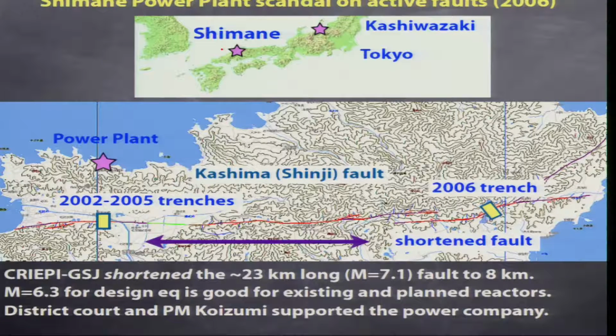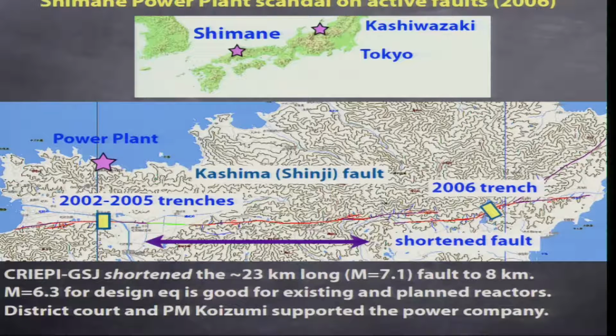So this is a story which talks about the Shimane power plant on an active fault actually. Now, you might have learned that in 2011 there was massive damage to the Fukushima power plant, and this is another similar type of nuclear power plant which may be affected by an earthquake if it is triggered on this Shinji fault.